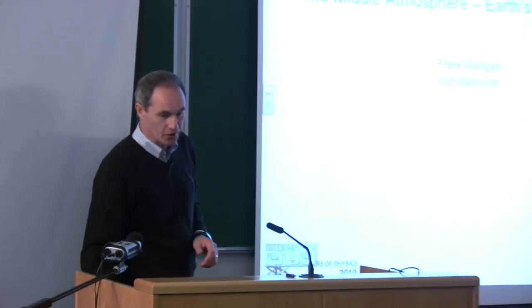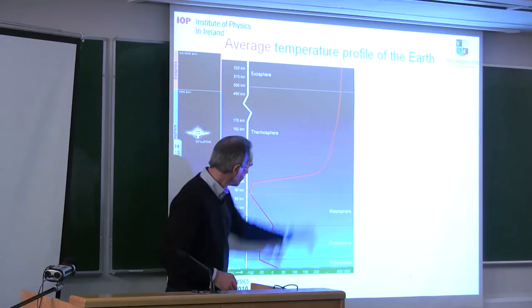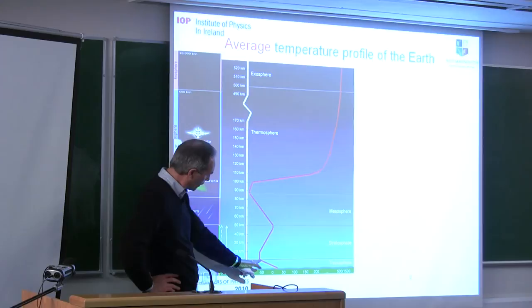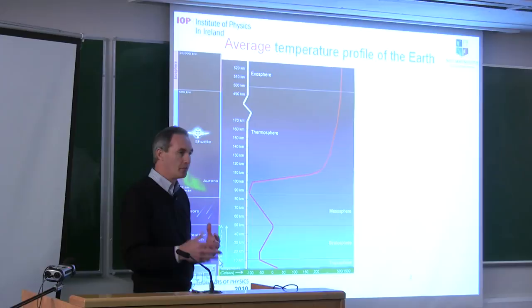I'm going to zip through this at a fierce rate. If I show you quickly an average temperature profile of the Earth, this is altitude on this scale here, and the red line shows you temperature. You have the familiar feature where if you climb to the top of a mountain, it gets cooler. Then if you go further up to somewhere around 30 or 40 kilometers, the temperature begins to increase again. That's largely due to absorption of UV by ozone and by water vapor, and so you get a bulge in the temperature profile. It then tends to drop off again.